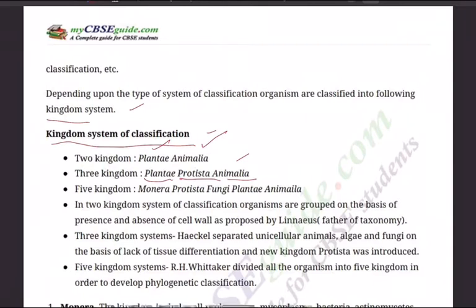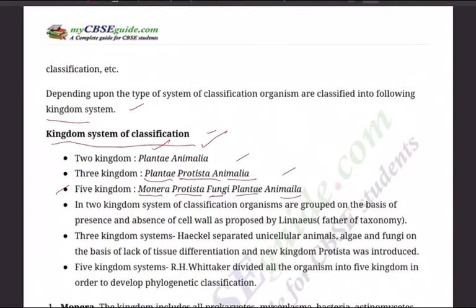So the Protista belongs to the primitive organisms. But here also conveniently fungi is forgotten. So this three kingdom also became a flop. And most accepted one is the five kingdom: Monera, Protista, and fungi has come, Plantae, Animalia.